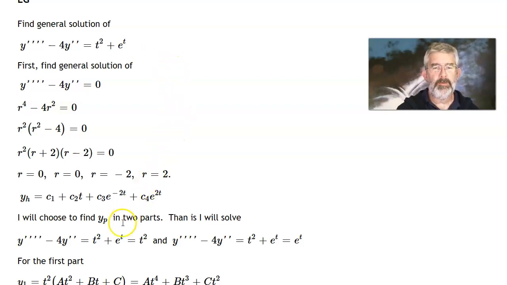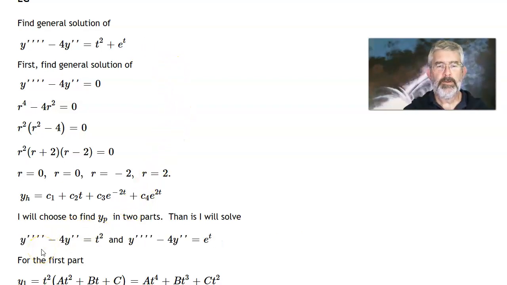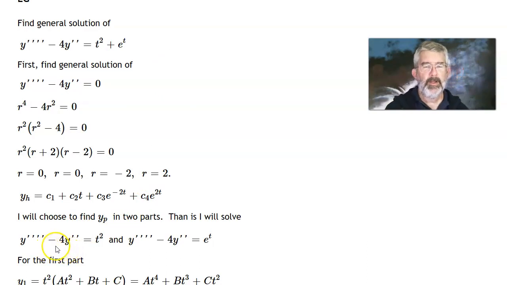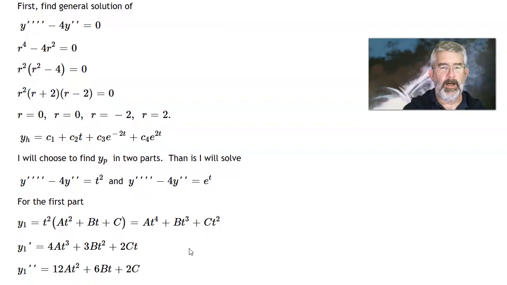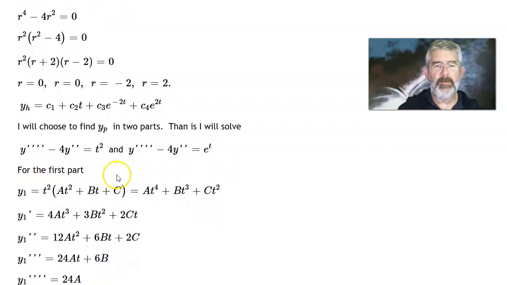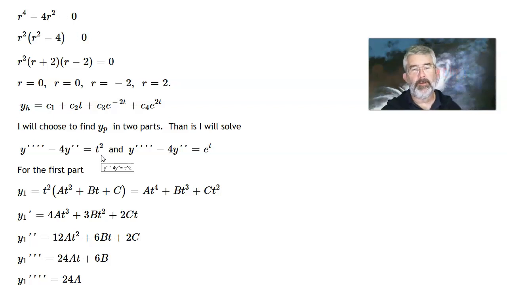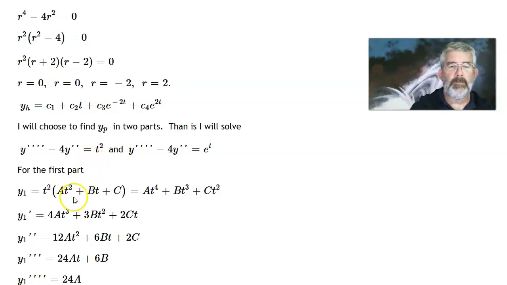So I'm going to choose to write it as the left-hand side equals t squared, and then that same left-hand side equals e to the t. So I'm going to take each of these as g1 and that one as g2, right, and solve each of these individually. So for this first equation, it is a second-degree polynomial over here. So I'm going to guess for my particular solution a second-degree polynomial. The arbitrary second-degree polynomial would look like at squared plus bt plus c.